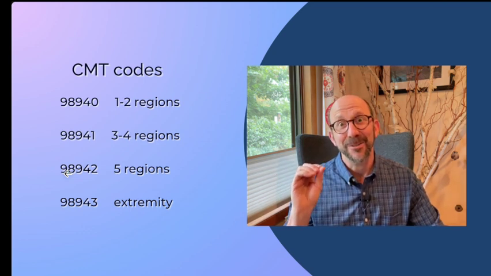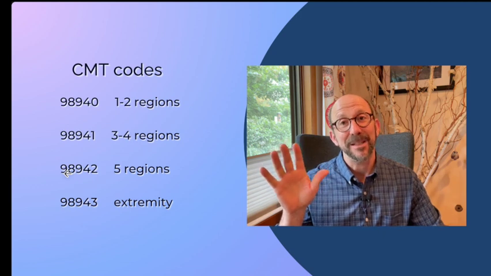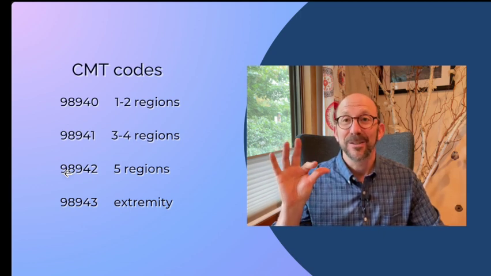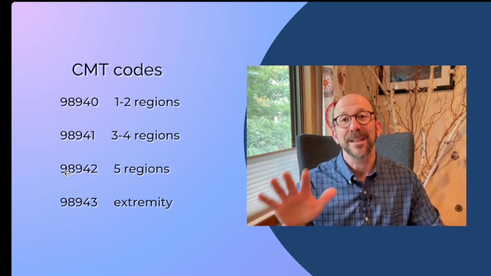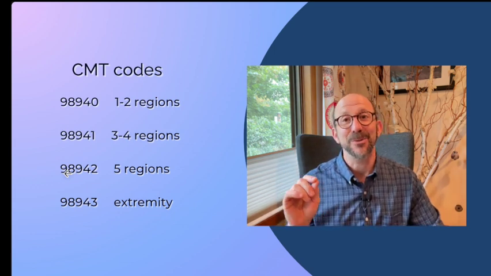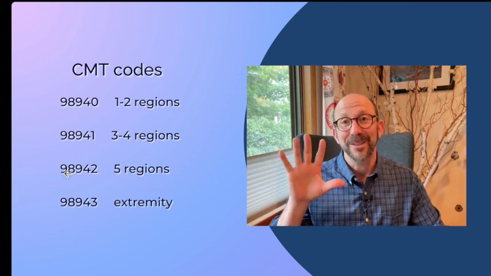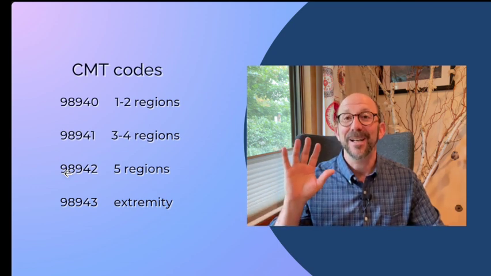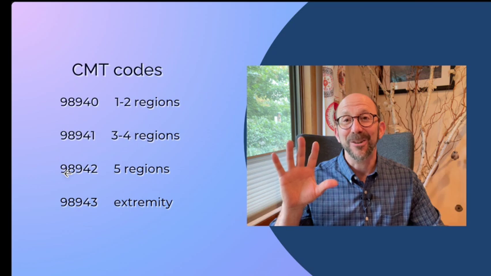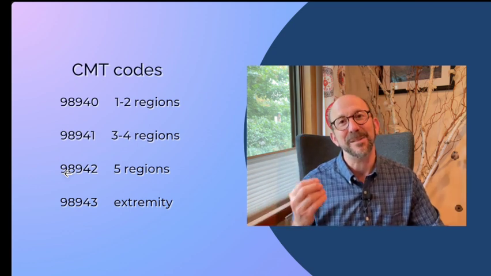And if you want to count 5 regions of the spine, it would be head, so that would be TMJ or occiput, cervical, thoracic, lumbar, and pelvis. And if you were going to bill a 98942 for 5 regions, you would need to have 5 spinal diagnoses in the file on the claim. You would need to have 5 areas, all 5 regions having findings. It doesn't have to be symptoms, but it has to be findings.